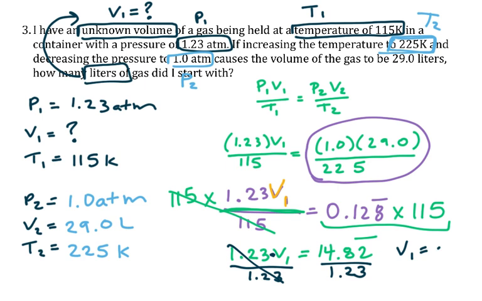V1 equals 12.05. I'm going to just go 12.1. And then for volume, my unit is liters. So volume 1 is 12.1 liters.